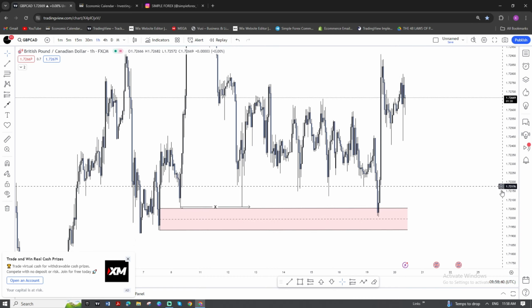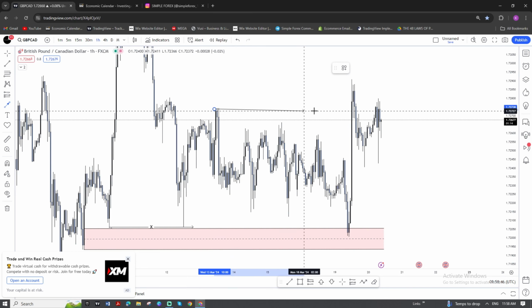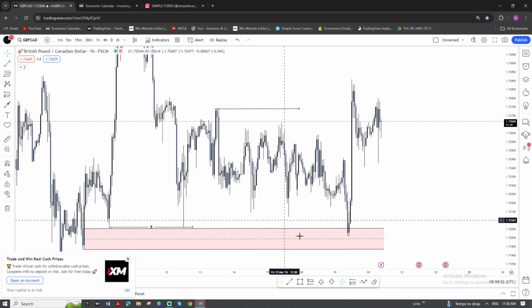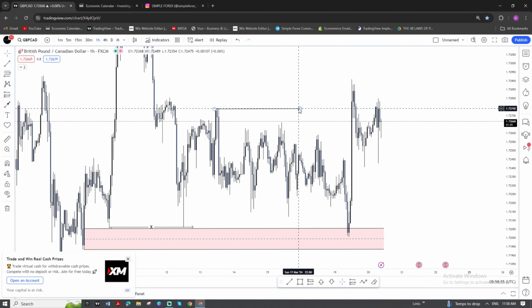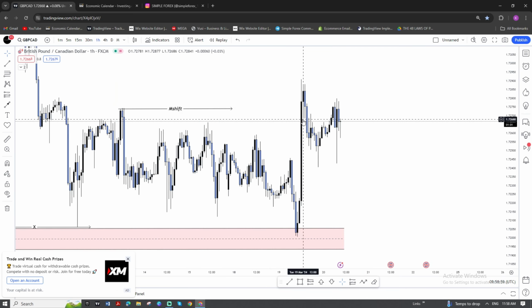After that, what did it do? We can see that price gave us a market shift. Usually when price gives us a market shift, it's an indication that price is ready to switch direction. So it's ready to go from a bearish market structure to a bullish market structure. It gave us that market shift over there.